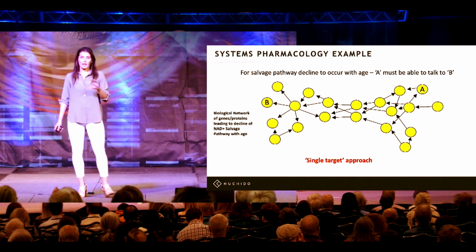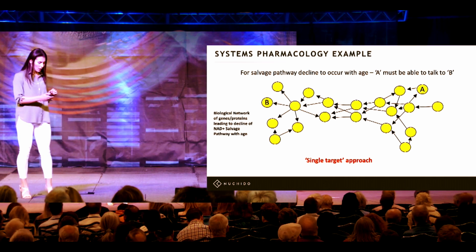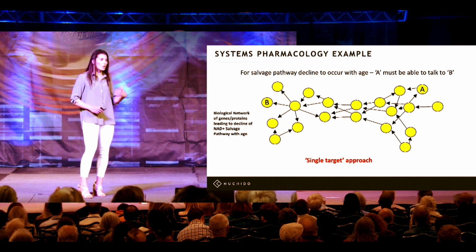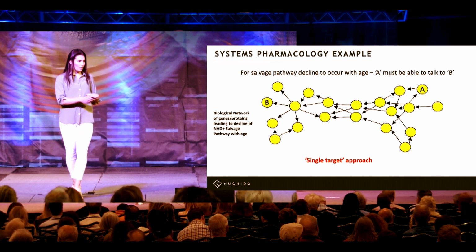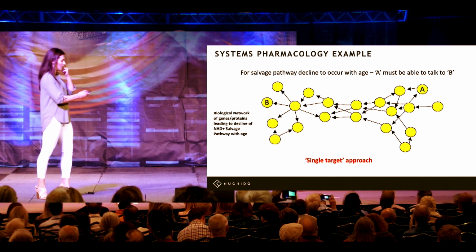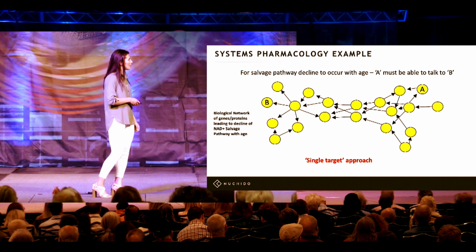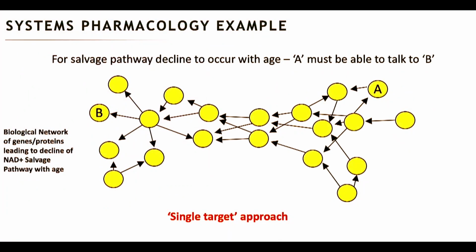And just to explain this, I'm going to show you a very simple network diagram that we would use in systems pharmacology to basically model a biological system, okay? So it looks quite complicated, but I'm going to explain it to you. So let's just say that each of these round circles, these nodes, are proteins, genes, transcription factors that are all involved in the underlying biology of why your salvage pathway declines as you get older, okay? All of the arrows are basically the crosstalk between them, how they're communicating, the pathways, how they're interacting.